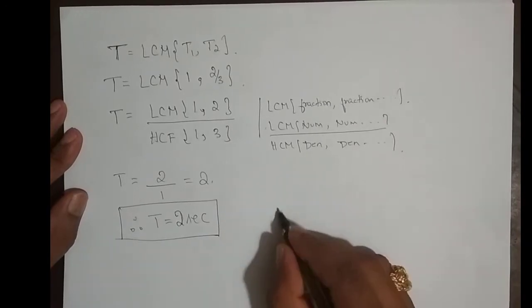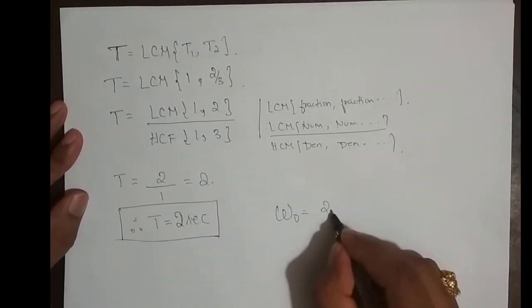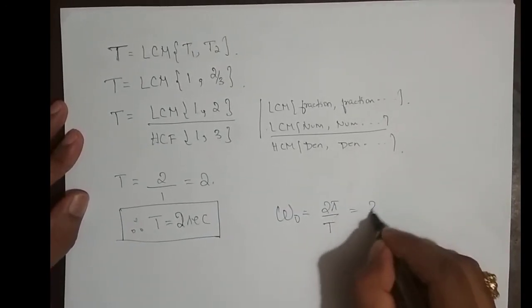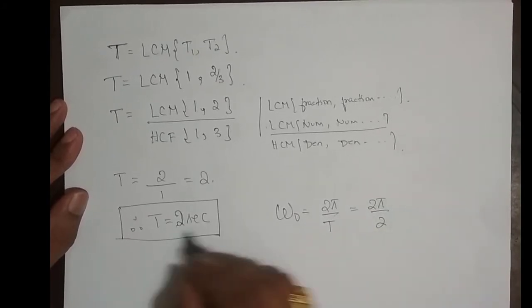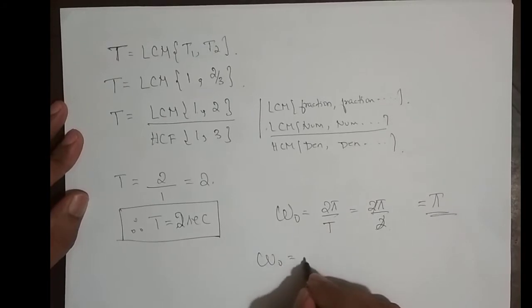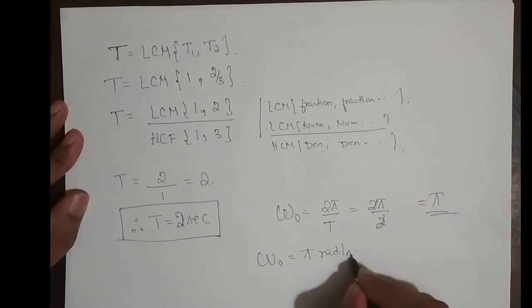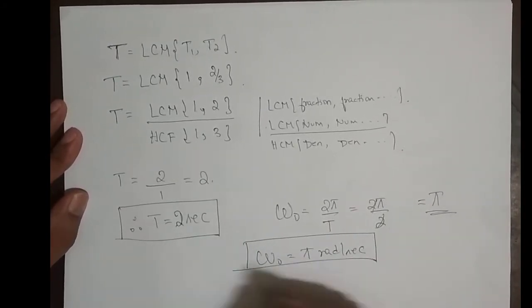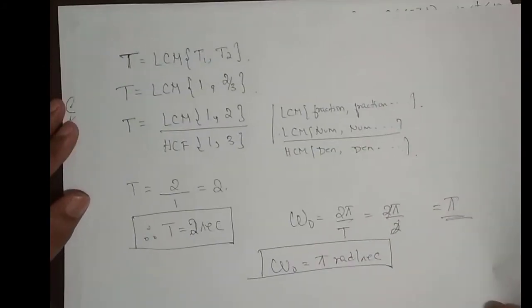Fine. And what is omega naught? Omega naught is 2 pi by T, which is equal to 2 pi by 2. T is 2, so the 2 cancels out and it is pi. So omega naught is pi radians per second.